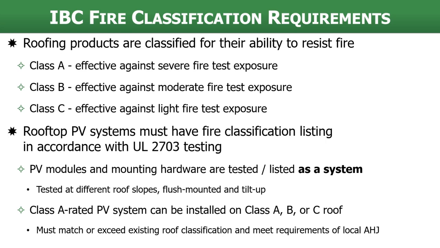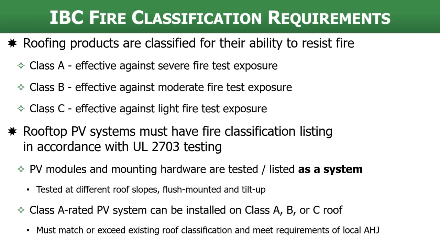To repeat, this was done so the racking manufacturers could get their product tested and listed as a system with all the different module manufacturers that are out there. And so they don't have to get tested for every single module that might be put on a roof with their racking and mounting hardware. But similar to roofing products, PV systems are classified as A, B, and C, and they can be installed on Class A, B, or C roofs.